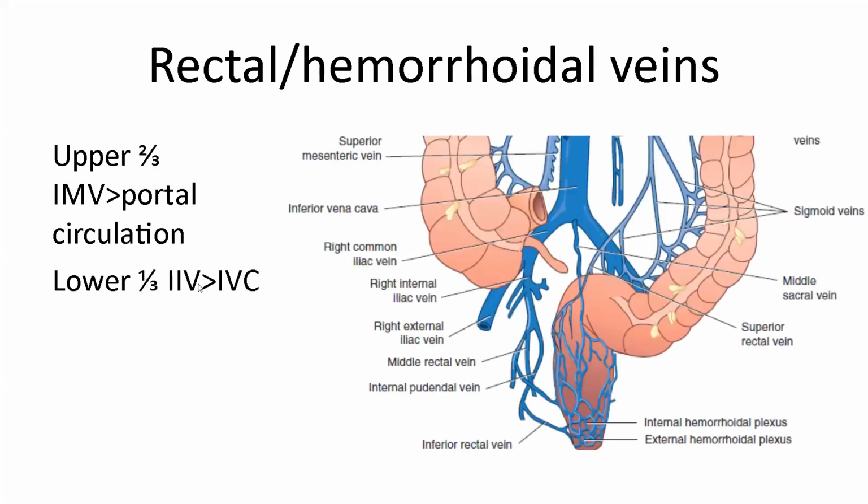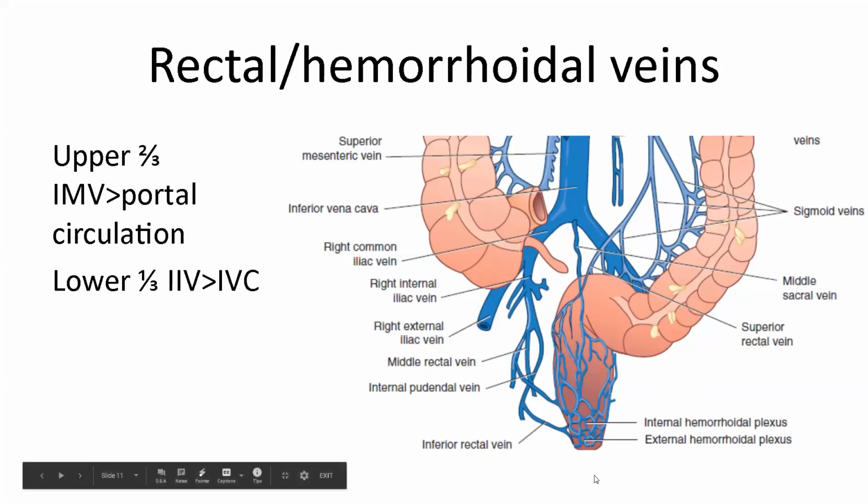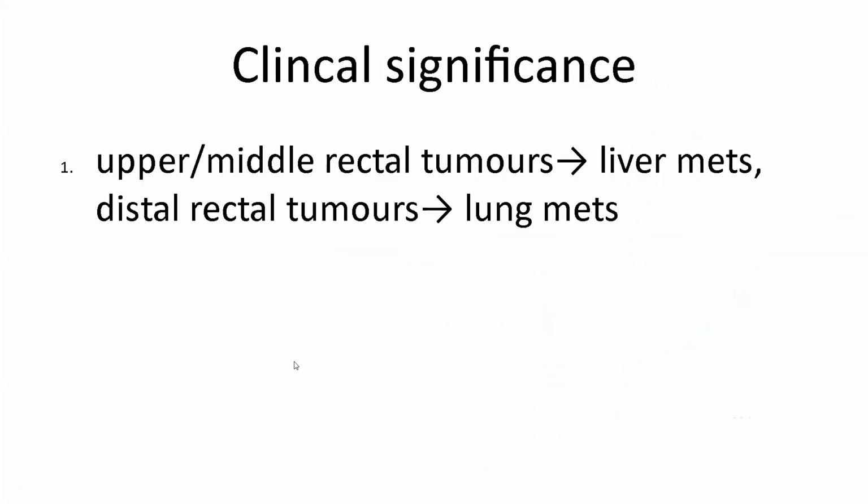Now, coming to the rectal veins, otherwise known as hemorrhoidal veins, this follows a pattern similar to that of the arteries. For the upper 2/3 of the rectum, the drainage is to the IMV, which goes into the portal circulation, whereas the lower 1/3 goes into the internal iliac vein, then into the IVC. So the upper 2/3 drains into the portal circulation, whereas the distal 1/3 drains into the systemic circulation. The clinical significance here is that in upper and middle rectal tumors, metastases are usually common in the liver, whereas lung mets are more common in distal rectal tumors.